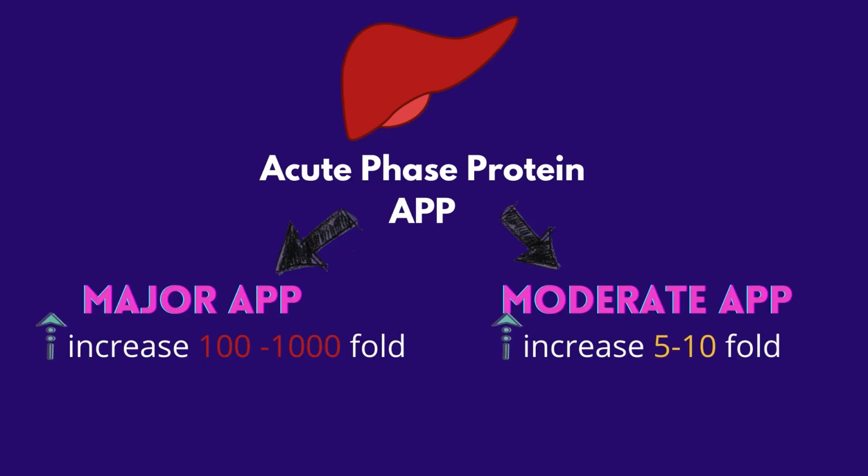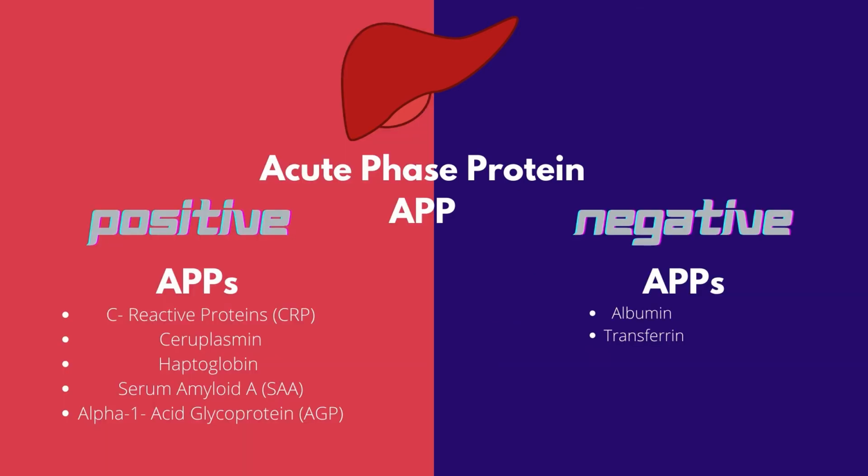And there are major and also moderate acute phase proteins. In the major acute phase protein, there will be an increase between 100 to 1,000 fold, while the moderate APP increases between 5 to 10 fold. The positive and negative APPs will produce different things. For example, the positive APPs will produce C-reactive protein, ceruloplasmin, haptoglobin, serum amyloid A, alpha-1 acid glycoprotein, and the negative APPs will produce albumin and transferrin.